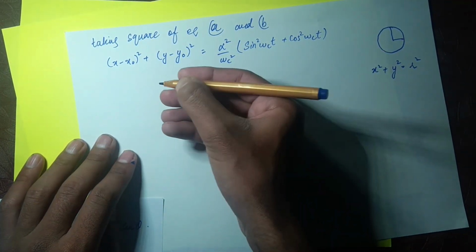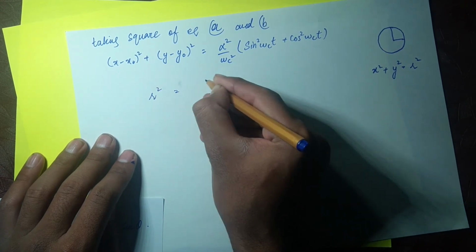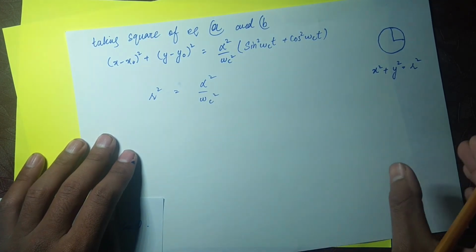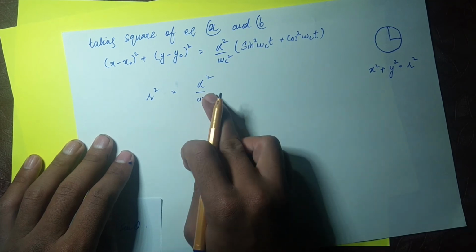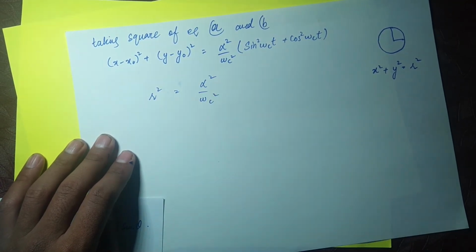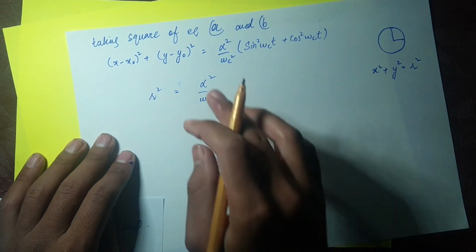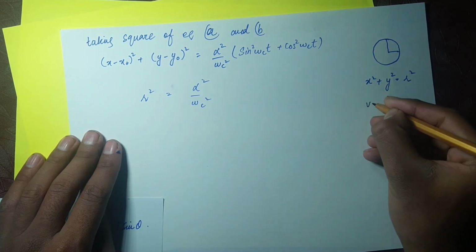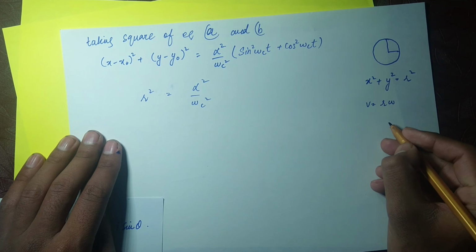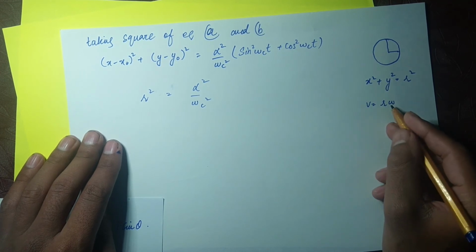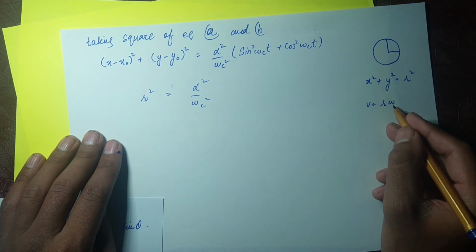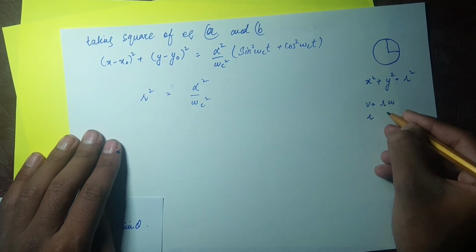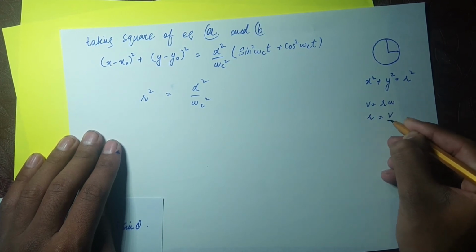So we can write this as r squared equals alpha squared over omega c squared. Our main aim is to calculate what this alpha is. Now comes the tricky thing. It's not that tricky, but you know that v is equal to r omega, the angular velocity here. So omega is equal to v over r, and r will be equal to v over omega.